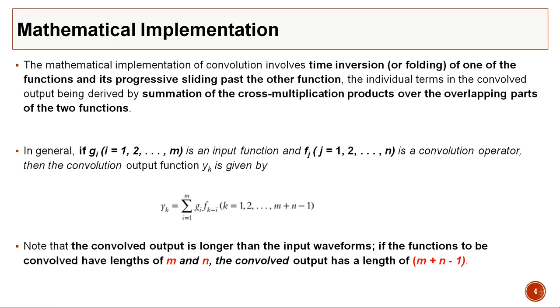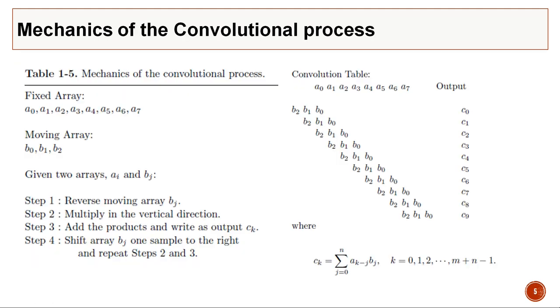Another thing is that if you have g of i with m terms and f of j with n terms, your final convolved product will have the length m plus n minus 1. Okay, so what it means, let's go through an example. I will go to that example later, but let's first discuss the mechanics of the convolution process.